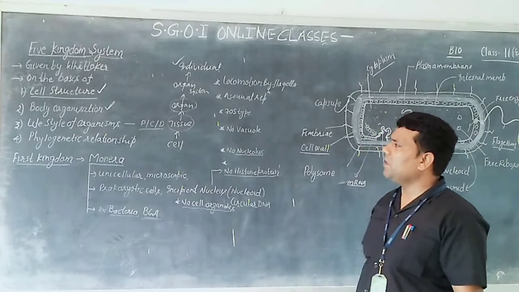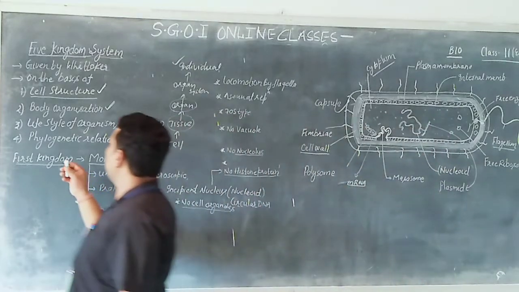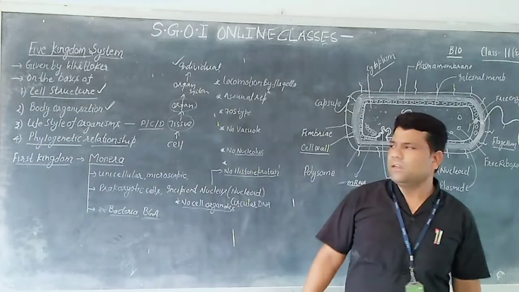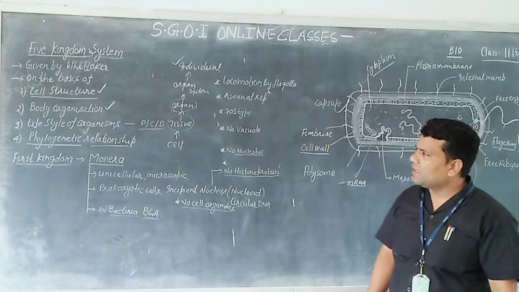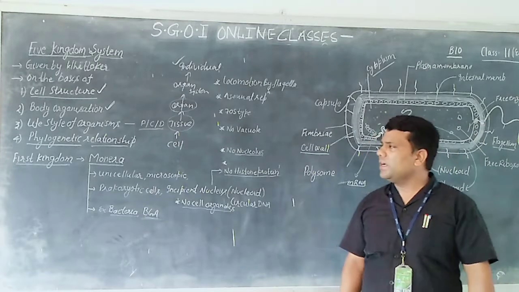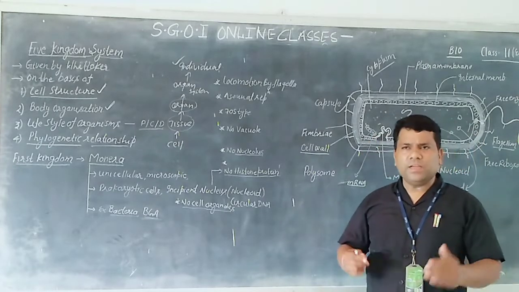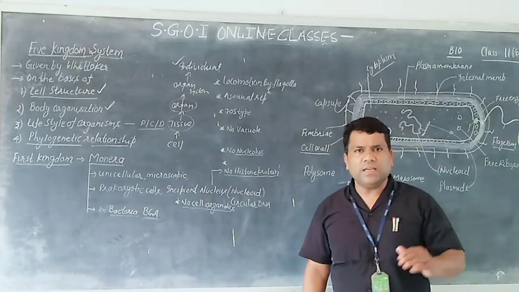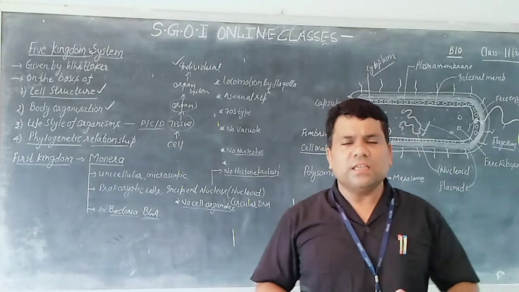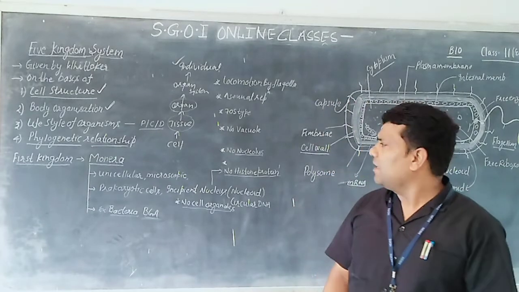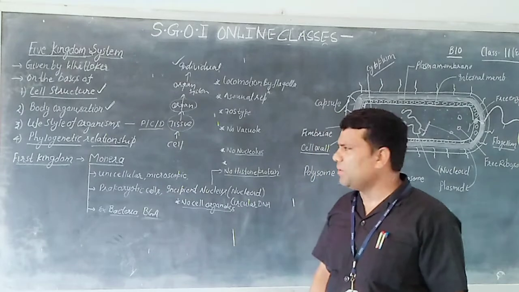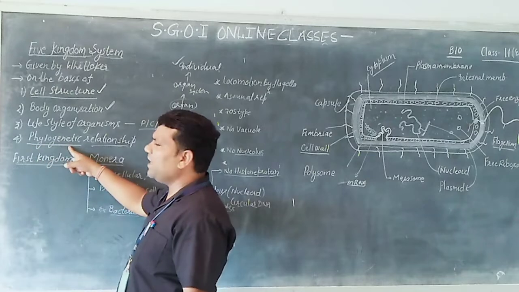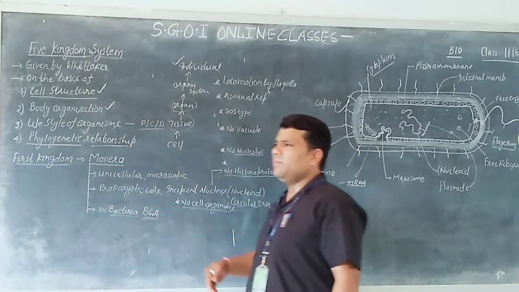Now the fourth point is known as phylogenetic relationship. This term is very important. What is phylogenetic? Phylogenetic means that if we see the ancestral history of any organism, then we use a particular term that is known as phylogeny. So here phylogenetic means that when we look at the relationship from the ancestors.